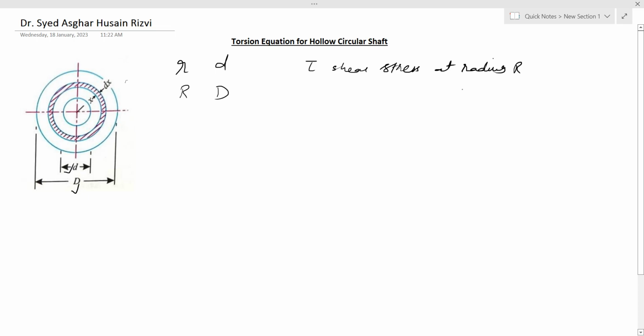We know the procedure that we have followed for the solid shaft: the turning moment on this elementary ring of thickness dx at a distance of small x from the center is equal to tau x into 2 pi x dx into x. This is the force and this is the perpendicular distance from the center. This is the turning moment that is acting on this elementary ring.